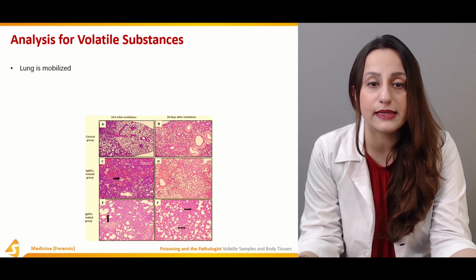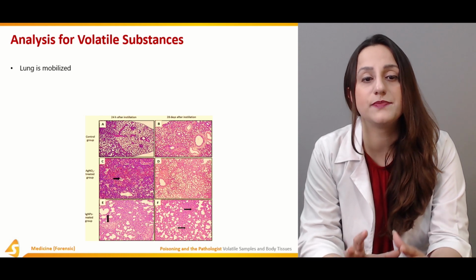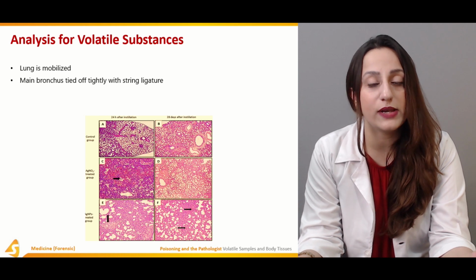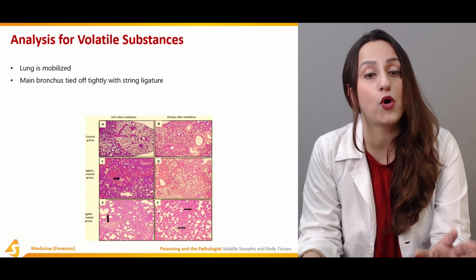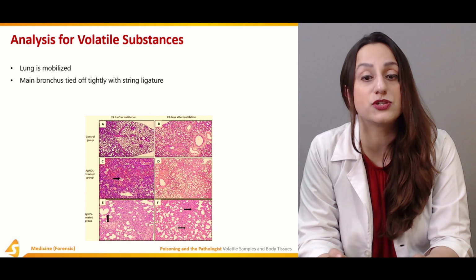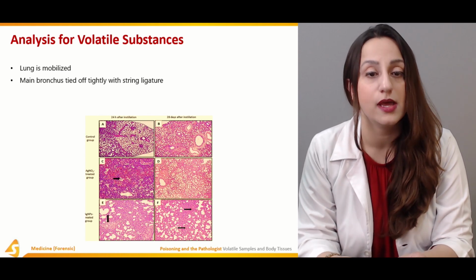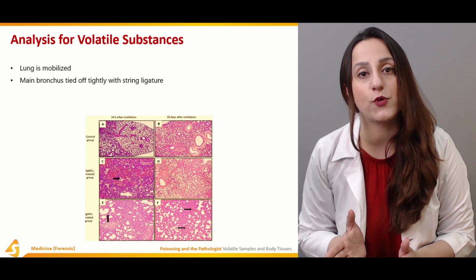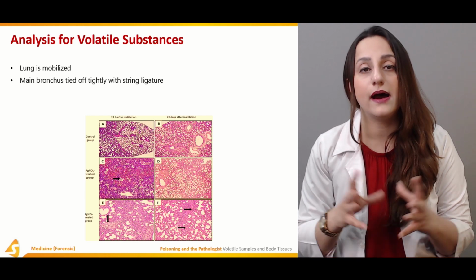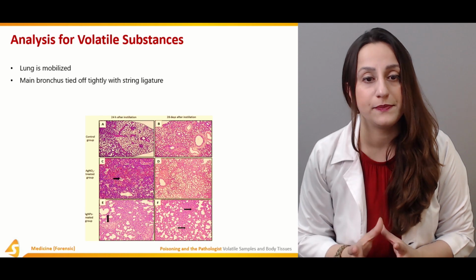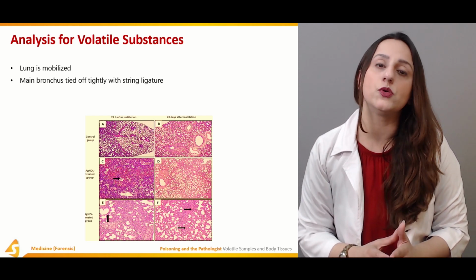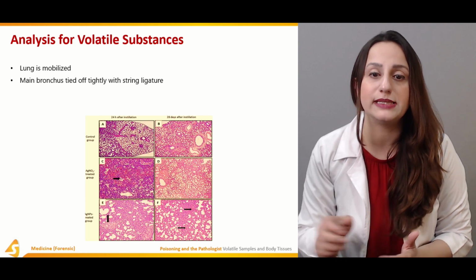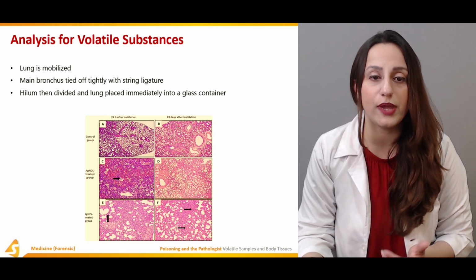So the lung analysis for the volatile substances, basically the lung is mobilized and what happens over here is the main bronchus is tied off tightly with a string ligature. So we're talking about the gases. For example, carbon monoxide poisoning can be dealt with in such a way that the lung is mobilized and we are going to detect the levels of carbon monoxide in the lung. So this is the way we are going to do it.